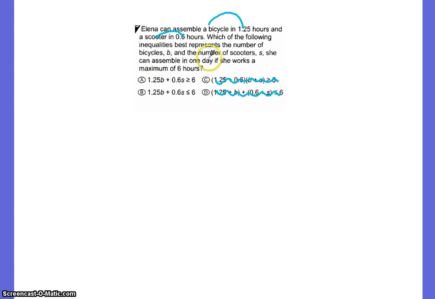So we want to know the number of scooters she can assemble in one day if she works a maximum of 6 hours, okay? If that is the most that she works, then that's the most that she can make. So what you have has to be less than or equal to 6. And so your answer here is B.